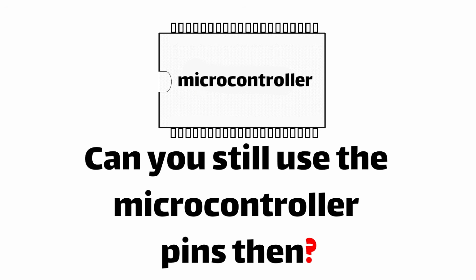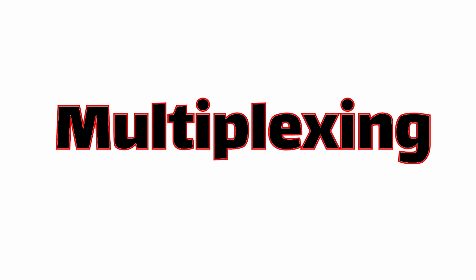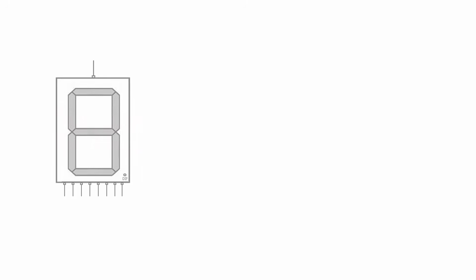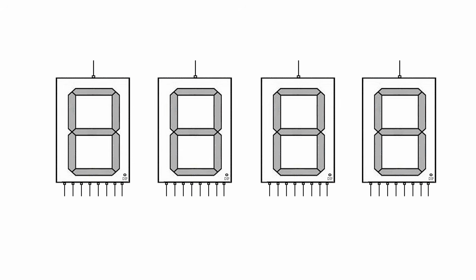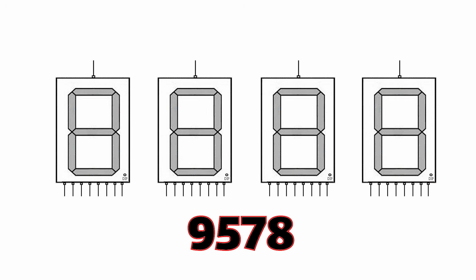Absolutely not. So there must be a method that allows you to drive a large number of 7-segment displays using fewer microcontroller pins. One of the common methods is multiplexing. This means you display only one digit at a time, but by switching between digits on the display at high speed, you create the illusion of a continuous number on the display. For example, let's say we have a 4-digit display and we want to show the number 9, 5, 7, 8 on them.